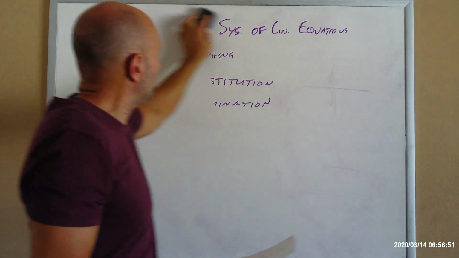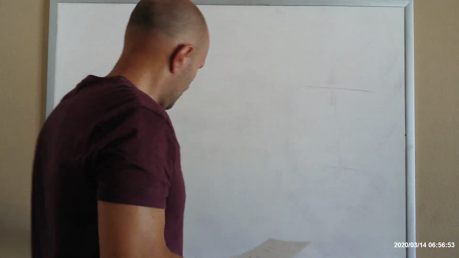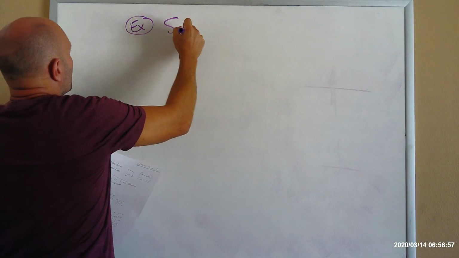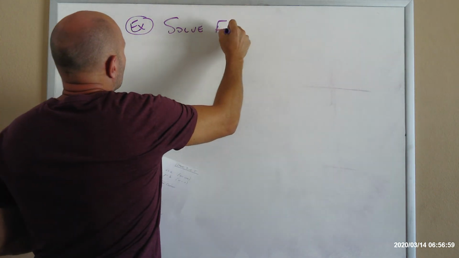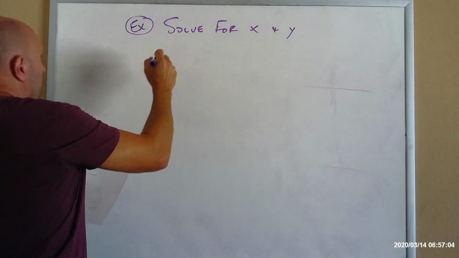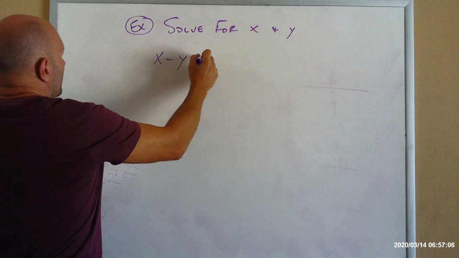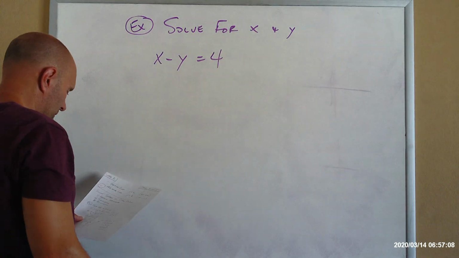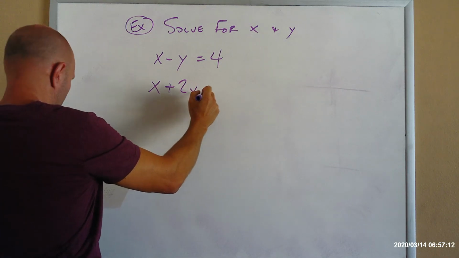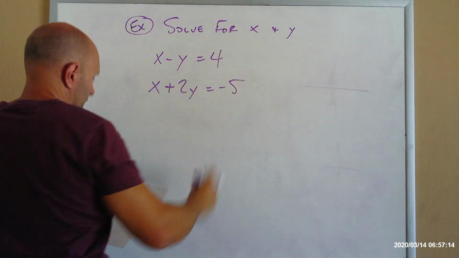So let's look at an example. Let's say we want to solve for x and y. Our first equation is x minus y is equal to 4. And the second is x plus 2y is equal to negative 5.